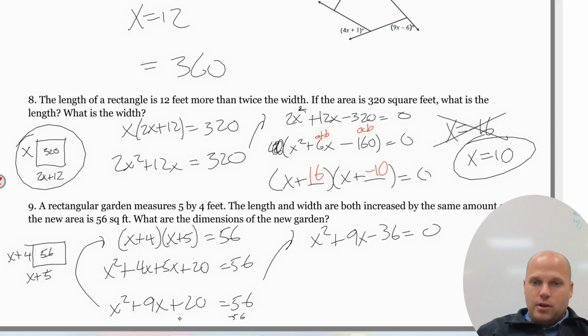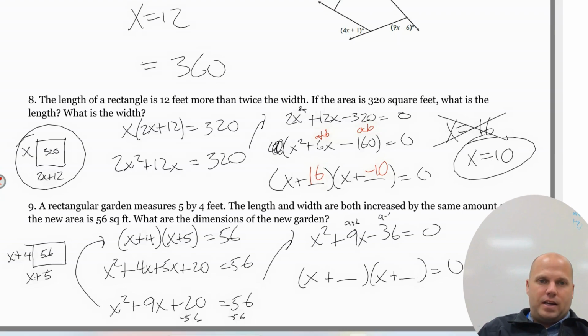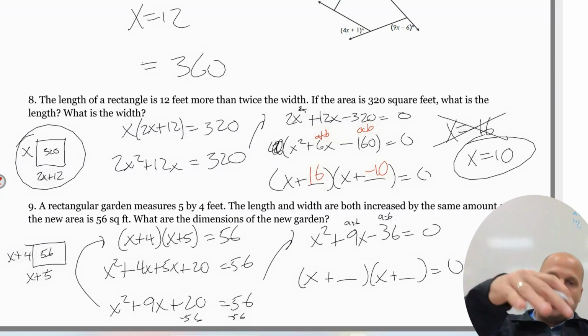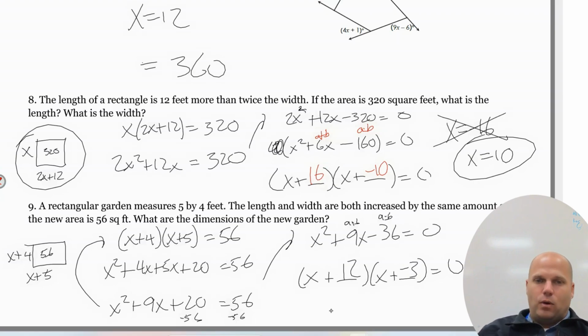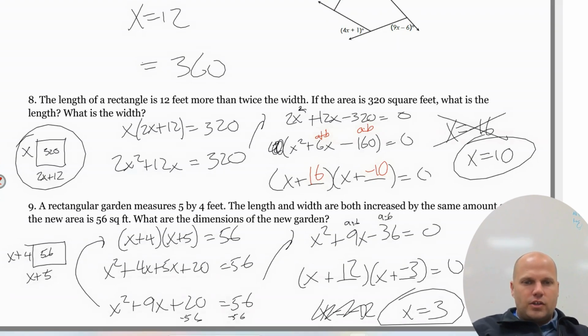Now we have something new. What two numbers placed into this when distributed would give us this? Well, the two numbers add to get 9 and multiply to get negative 36. You thinking about 36, like 6 and 6 doesn't work. You're thinking 9 and 4 doesn't work. You're thinking 12 and negative 3, that works. And now this is an easy thing to solve because negative 12 makes this 0, positive 3 makes this 0.